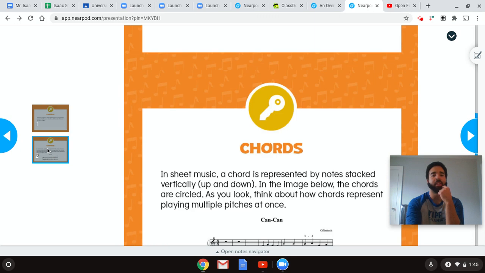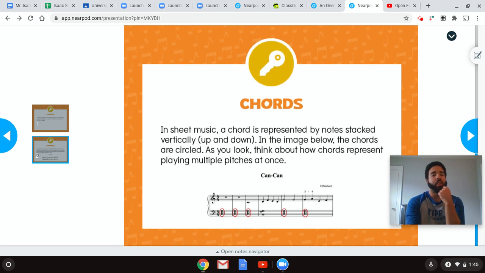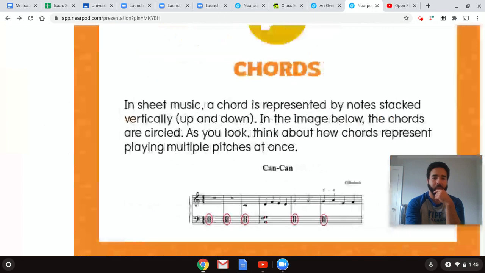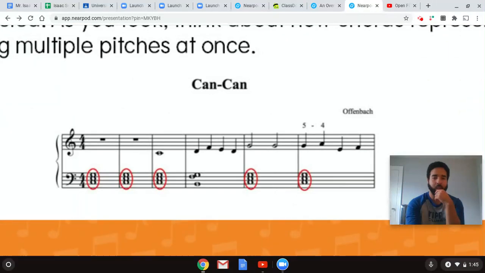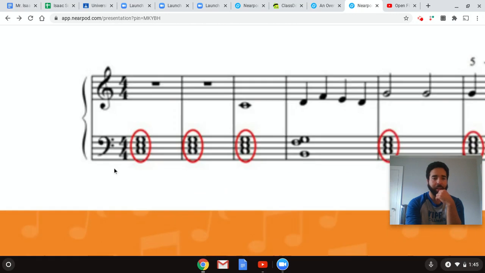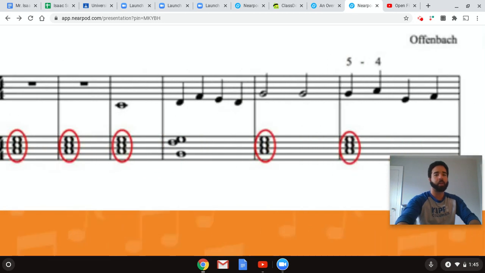All right. Click the second slide here. In a sheet of music, a chord is represented by notes stacked vertically up and down. So if you can see here, I'll zoom in. If you're watching YouTube, you can use two fingers to zoom in if you want to look at it closer. You see here that these red circles have three notes stacked on top of each other. If I were reading this on a piano right now, this is what it would sound like.